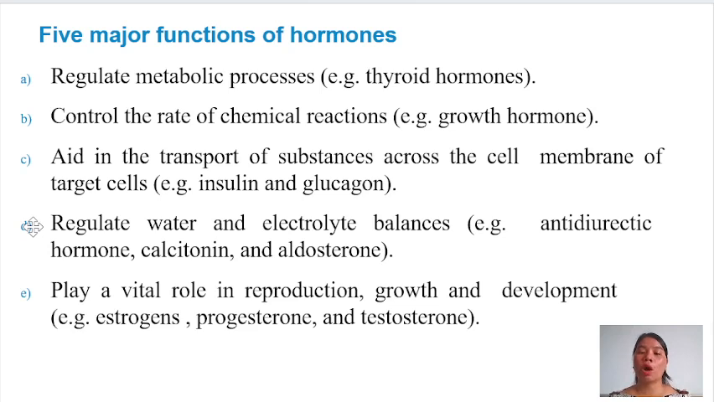So these hormones also help in the transport of substances across the cell membrane. Then it regulates water and electrolyte balance, for example antidiuretic hormone, calcitonin and aldosterone. Since the body needs water and electrolytes, balancing of water and electrolytes is very important in our body, and this can be done through the help of hormones.